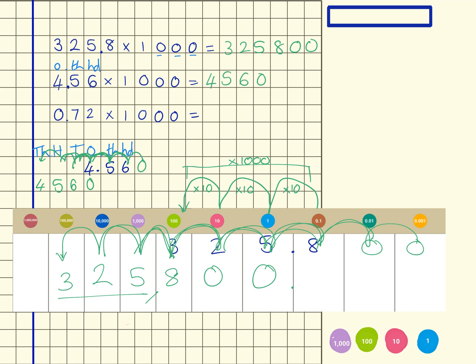Now, if you were to apply the same thing to the final question, 0.72, this would jump 1, 2, 3, 1, 2, 3. So you'd have a 7, 2, and then your zero would be here. So you end up with 720.